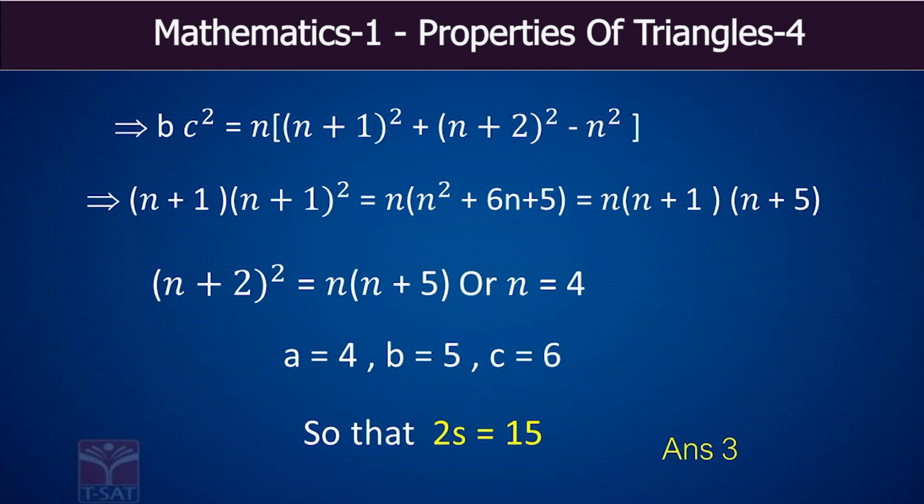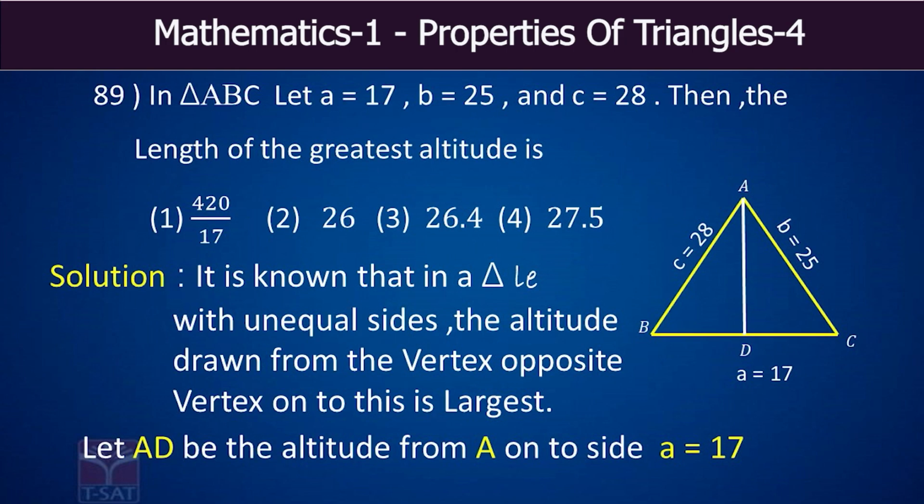So n into (n plus 1) whole square plus (n plus 2) whole square minus n square. If you simplify it, you will get (n plus 2) whole square is equal to n into (n plus 5), or if you simplify, n is equal to 4. So a is equal to 4, b is equal to 5, c is equal to 6, three consecutive natural numbers. So that 2s is equal to 15, 18.